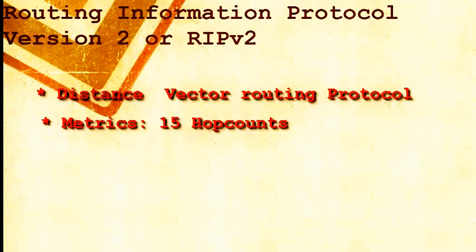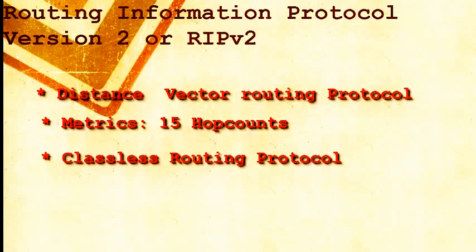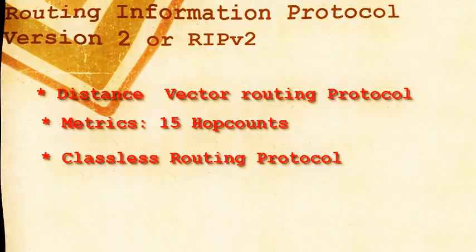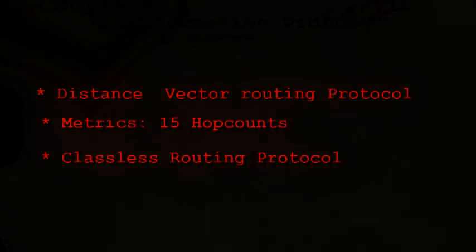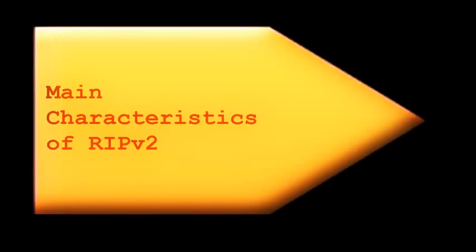Hence, it is considered to be a classless routing protocol in the sense that it is able to distinguish among different subnets, which is something that is not found in RIP version 1. Let's go to the main characteristics of RIP version 2.